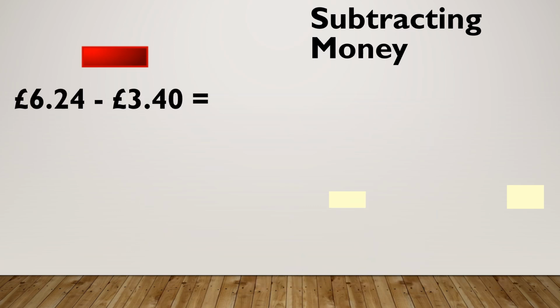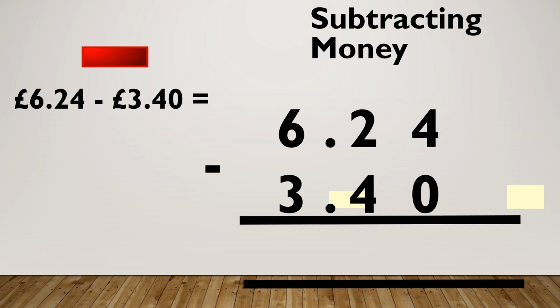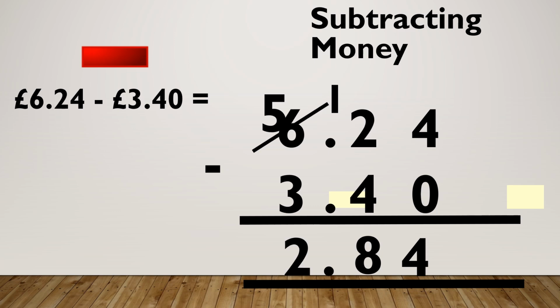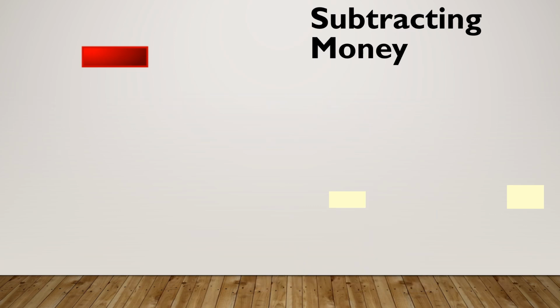Okay, let's do £6.24 take away £3.40. Again, I'm going to line everything up so that all my place value is correct and start from the right. 4 take away 0 is 4. 2 take away 4, can't do it, so I'm going to have to borrow. So I'm going to borrow from the 6, that'll become a 5, and I'll give that 1 to them, making that a 12. So 12 take away 4 is 8, decimal point. 5 take away 3 is 3. No, it's not. 5 take away 3 is 2. I'm sorry. Okay, so £2.84.